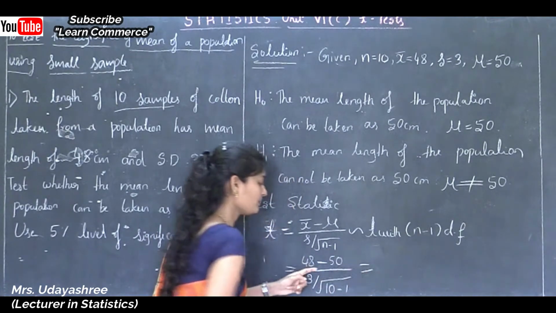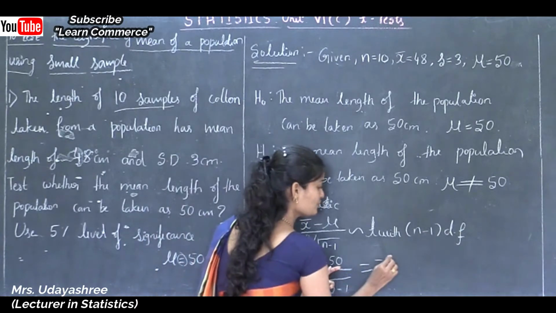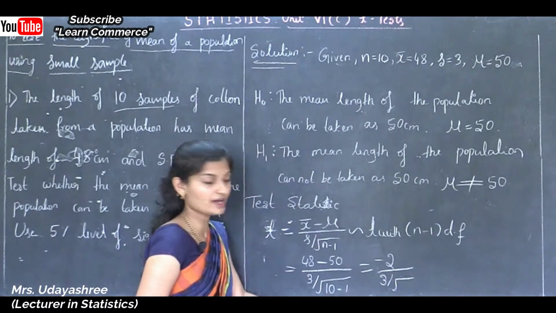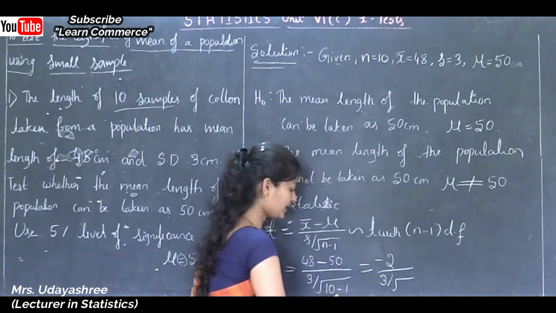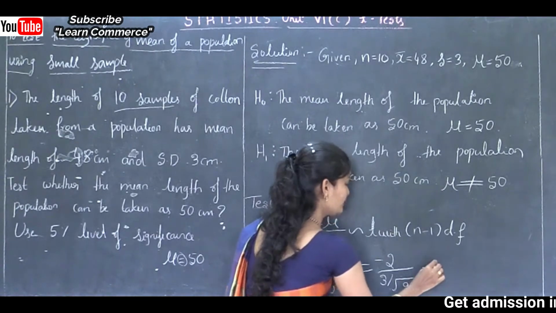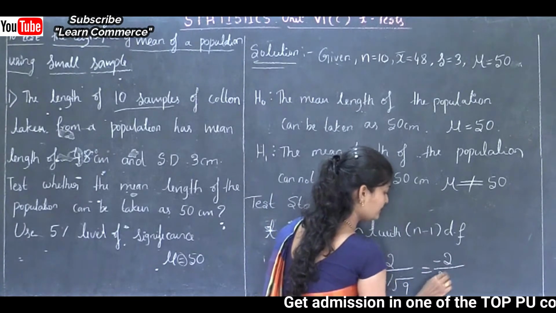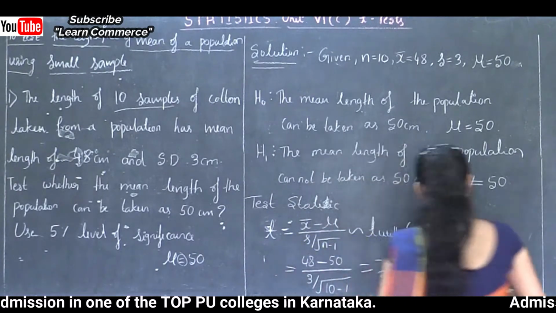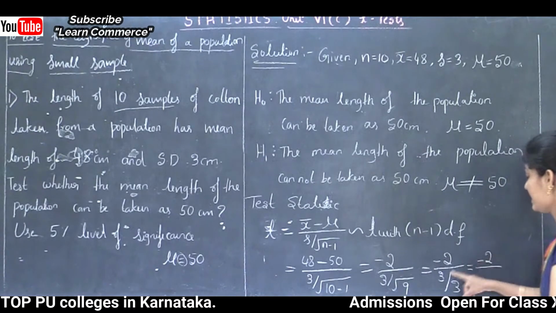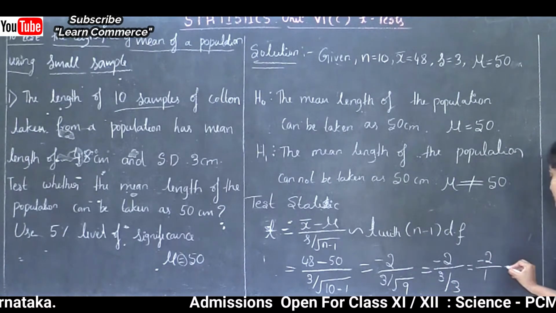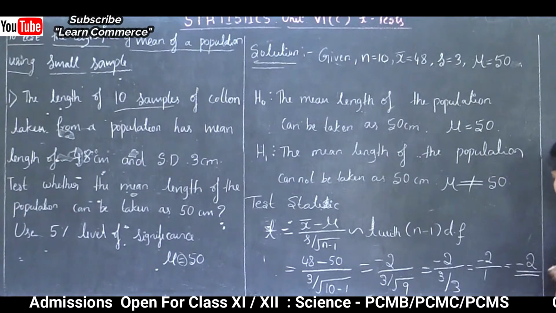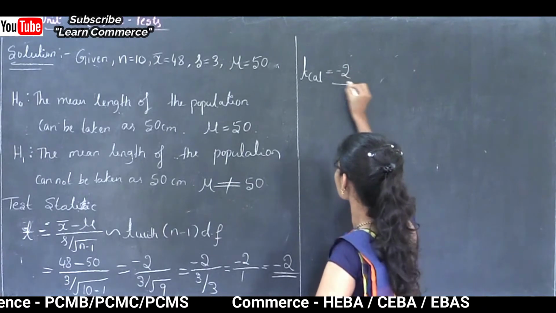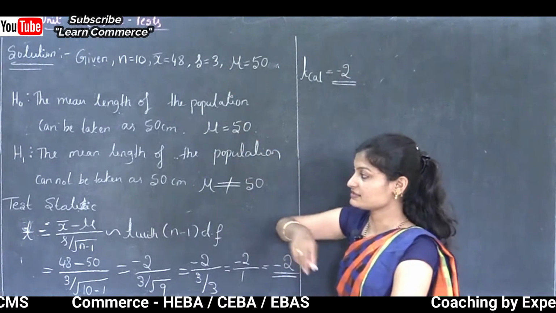This is equal to 48 minus 50 is minus 2, divided by 3 by square root of 10 minus 1, that is 9. This is equal to minus 2 divided by 3 divided by square root of 9, which is 3. So this is equal to minus 2 divided by 3 divided by 3 is 1. So the calculated answer is minus 2. So here the calculated value is minus 2. This is step 3.